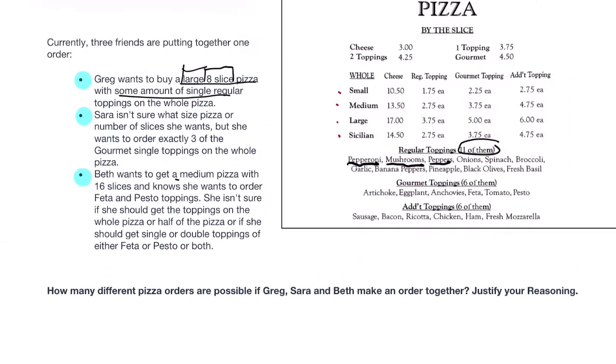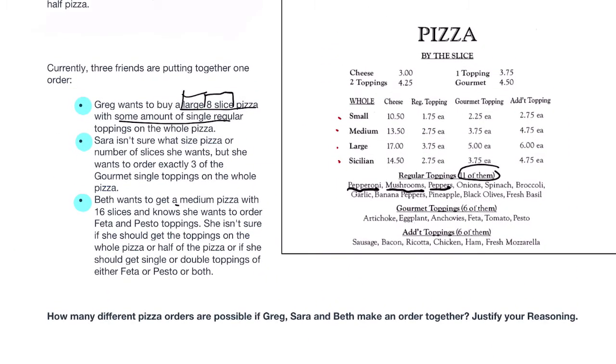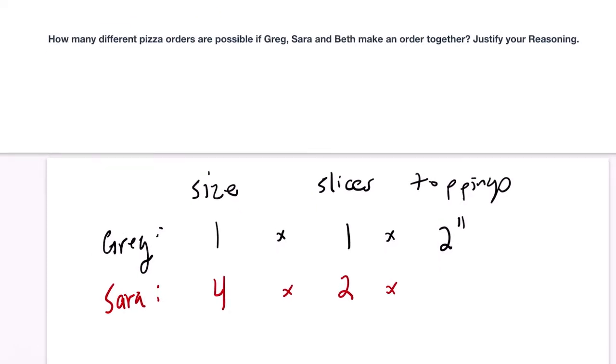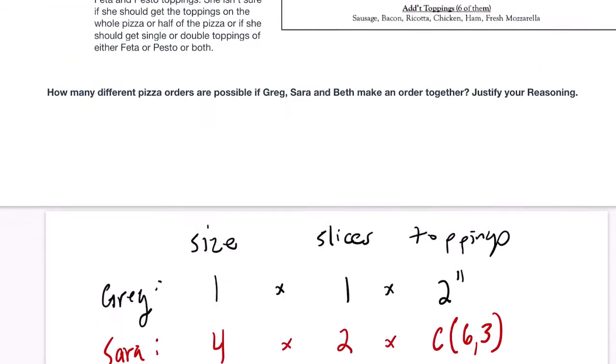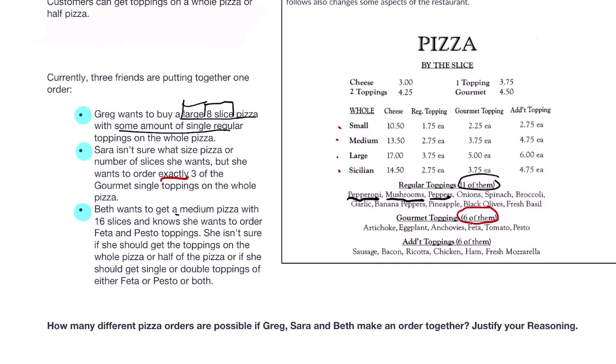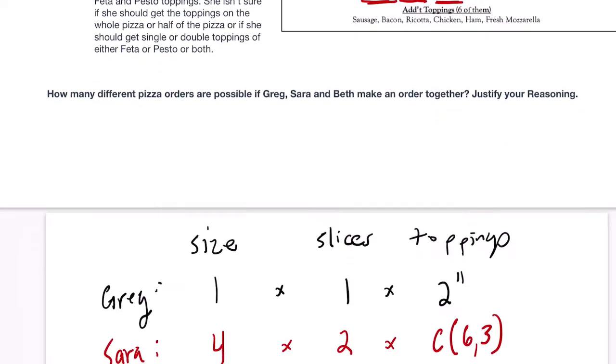And then she knows she wants to order exactly 3 of the gourmet single toppings. So how many ways can we order 3 toppings? Well, there are 6 gourmet toppings, and we're choosing 3. Any group of 3, order is irrelevant, is equal. If you say artichoke, eggplant, anchovy, or anchovy, eggplant, artichoke, the order in which you say it doesn't matter, it's the same choice. That takes care of Sarah.